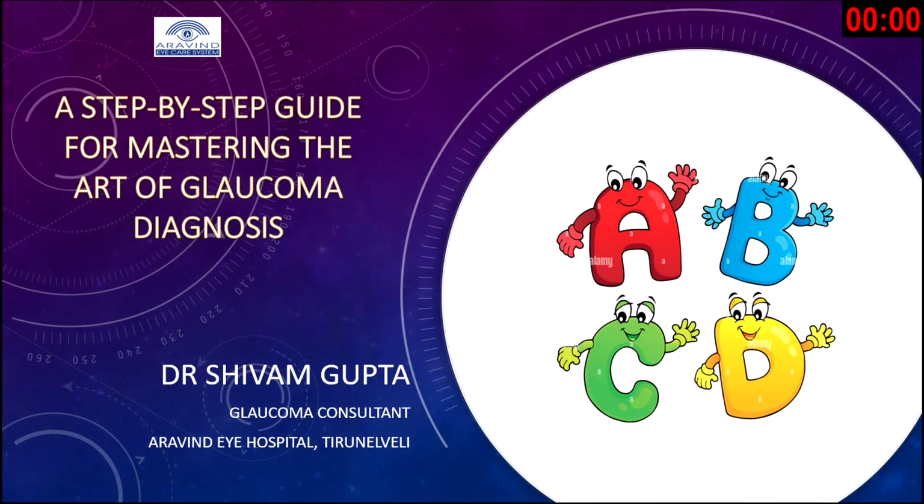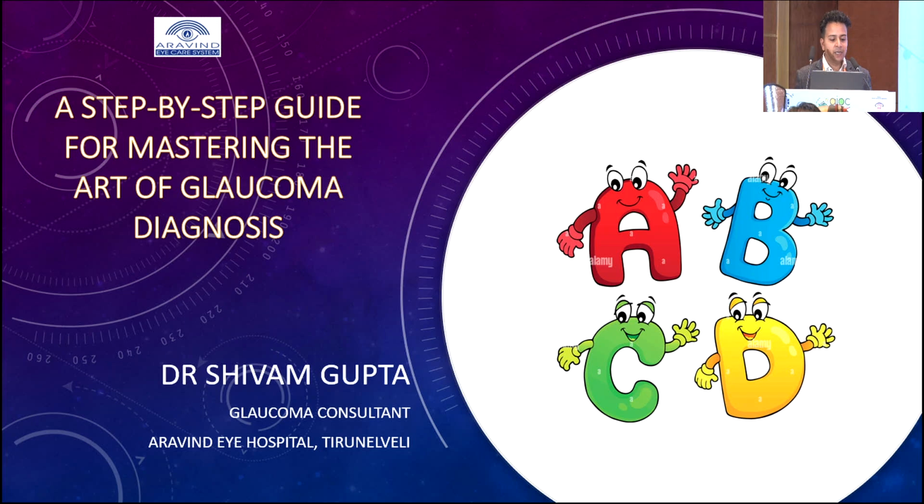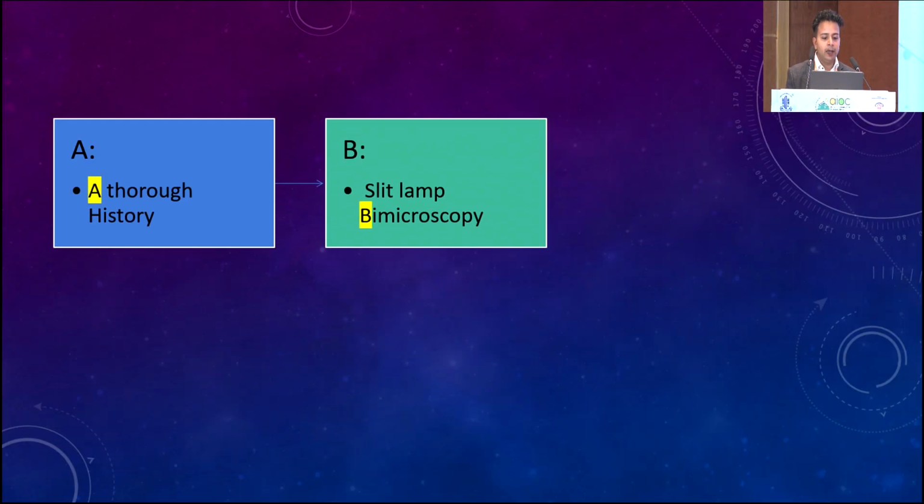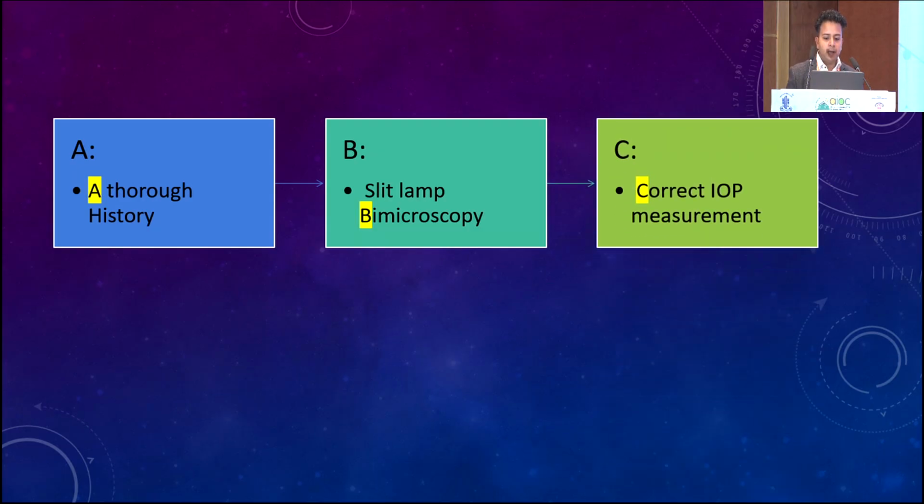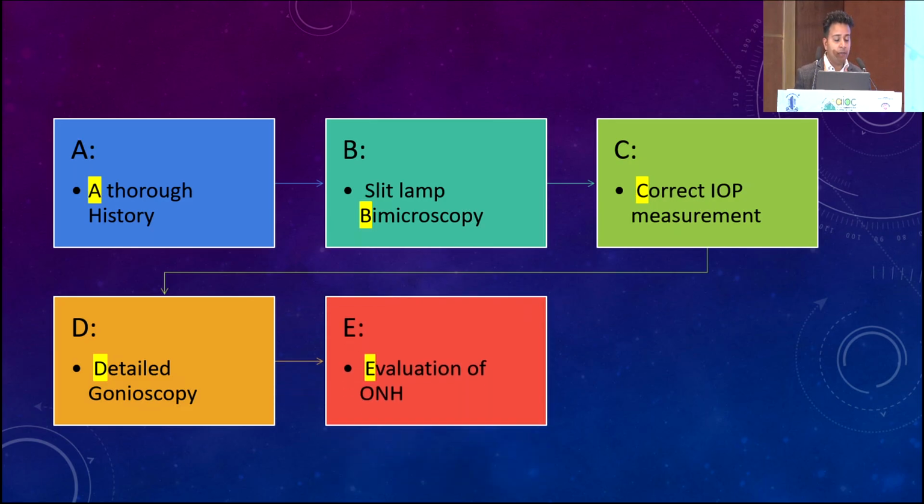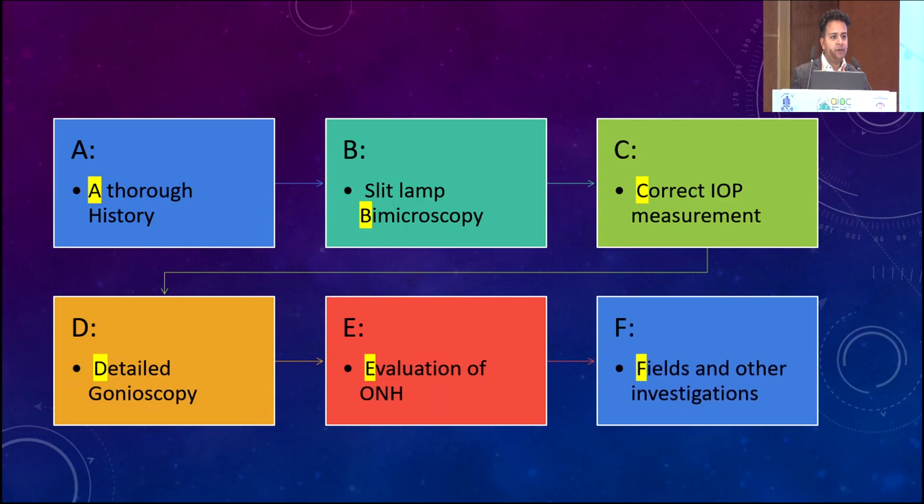Next, Dr. K. Subhasini. A very good afternoon to all. Thank you, AIOCMT Scientific Committee, for giving me the opportunity to talk on the topic of ABCD of glaucoma diagnosis, in which we will be discussing a step-by-step guide for mastering the art of glaucoma diagnosis. So yes, we start with the A, which is a thorough history exam, then slit lamp biomicroscopy, correct IOP measurement, detailed gonioscopy, evaluation of optic nerve head. Thank you to madam, we have almost covered the topic, and fields and relevant investigations.